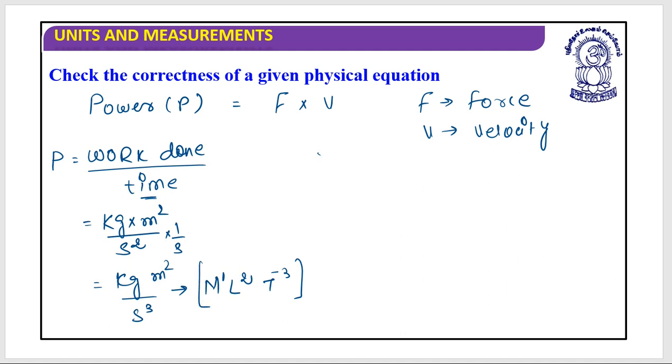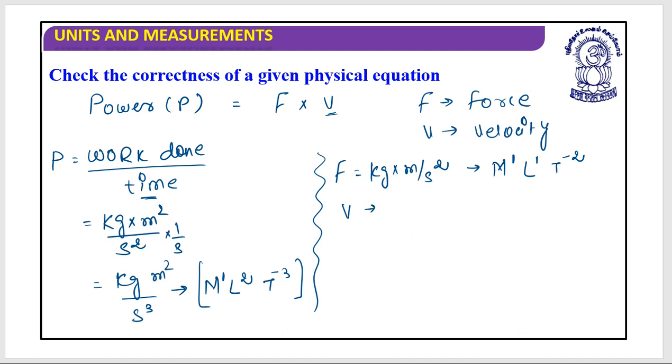Now I need the dimensions of force and velocity. For force, it is kg meter per second square. So the dimensions would be M1 L1 T minus 2, and velocity, it is meter per second, so this is L1 T minus 1. So when I multiply F into V, this is M1, this is L1 into 1. I need to multiply this too.